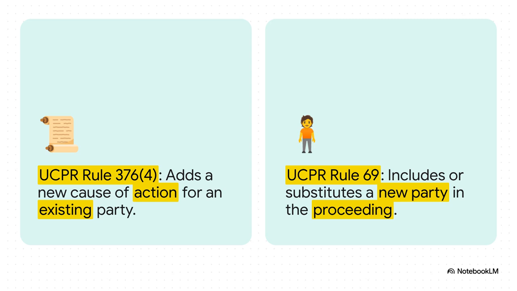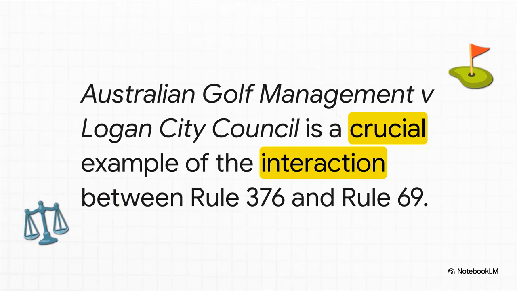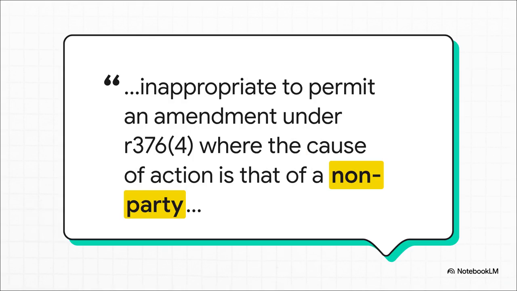Think of it this way. 376 is a new weapon for an old soldier. 69 is bringing a new soldier onto the battlefield. And the perfect case to remember this distinction is Australian Golf Management v. Logan City Council. It's a fantastic example of what not to do. The court, with Justice Bowskill, could not have been more blunt. You can't use Rule 376, Subrule 4, as a sneaky backdoor to bring in a claim that actually belongs to someone who isn't even a party to the case. That's using the wrong tool for the job.